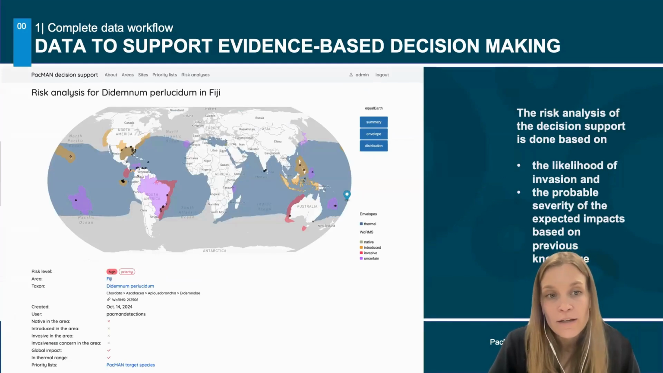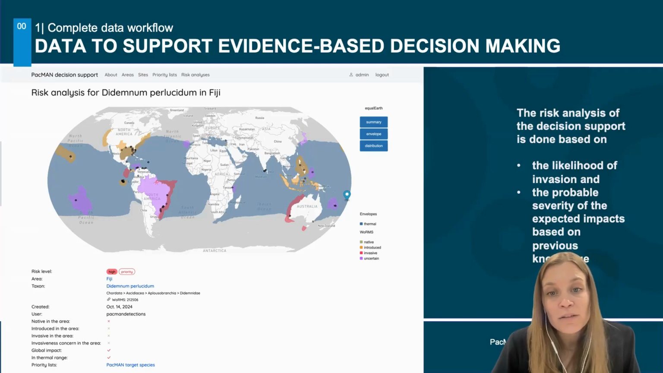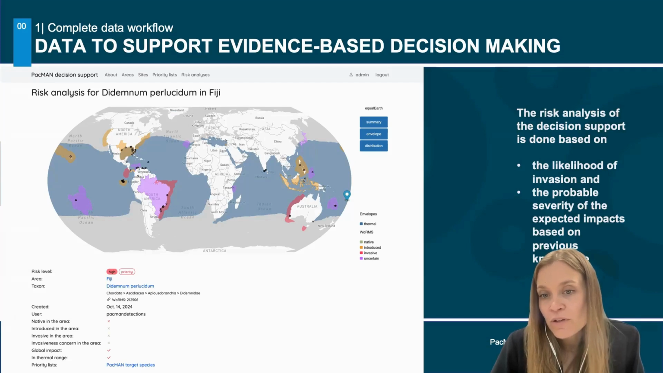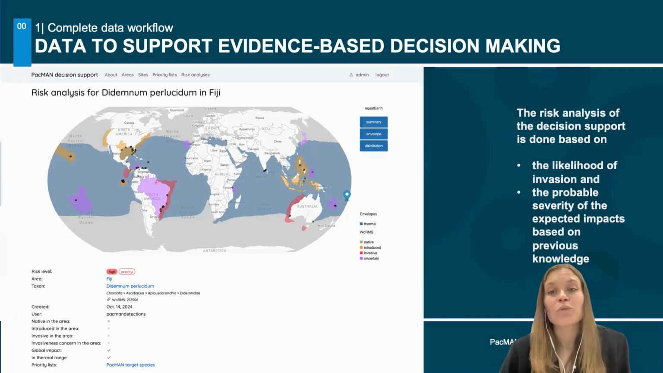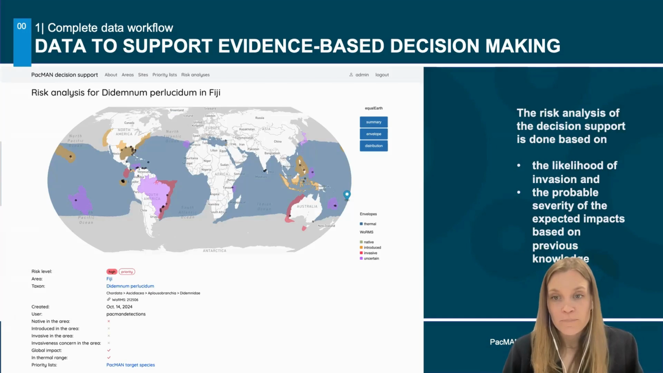So this is really the newest version of the decision support tool that I got from our data manager, Peter Provost, yesterday. And you can see, for example, the risk analysis for the tunicate Didemnum perlucidum in Fiji. And this map clearly shows where the species is known and is known as invasive. So we can see that in Western Australia, it is considered invasive. And now we have our first detection in the Suva Harbor in Fiji. And it's something that we would highlight in this decision support tool so that the local managers can go and investigate further what the situation is in the Suva Harbor.